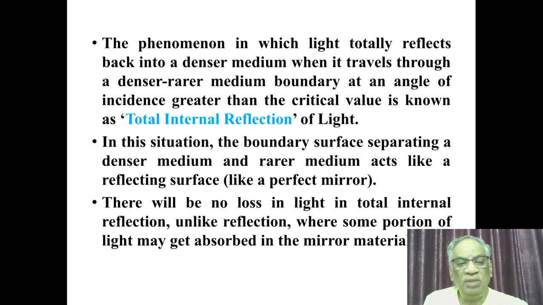In this situation, the boundary surface separating the denser medium and rarer medium acts like a smooth reflecting surface, like a perfect mirror. And it may be noted that there will be no loss in the light as the total light gets internally reflected, unlike in reflection, where some portion of the light may get absorbed in the mirror material and the rest is reflected back into the medium.